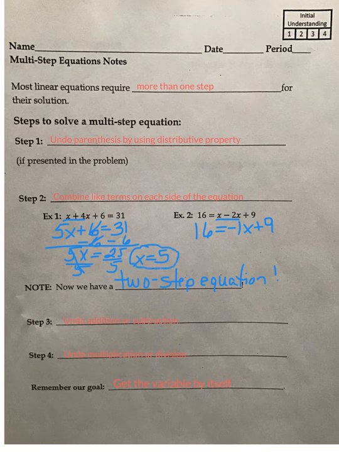If we look at example 2, I'm going to subtract 9 from both sides. The 9's cancel out. I'm left with negative 1x equals 7. Then I divide by negative 1 and divide by negative 1. The negative 1's cancel out. And again, I'm out of room. I end up with negative 7 equals x, or x equals negative 7.